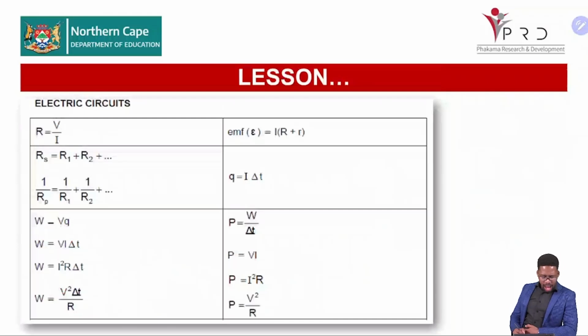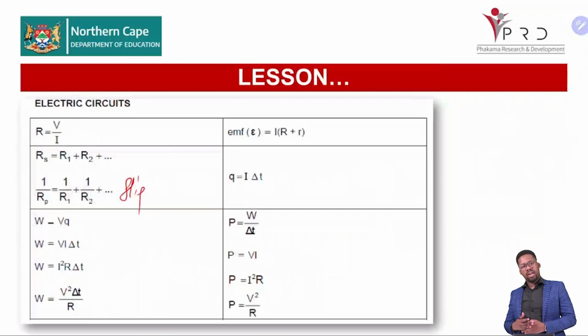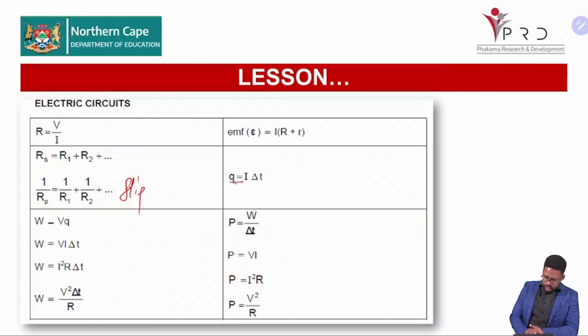R is equal to V over I. Resistors in series: the total is equal to the sum of the resistors. Resistors in parallel: 1 over Rp is equal to 1 over R1 plus 1 over R2. But as you use this formula, you must be conscious to flip your answer at the end, because we don't want the inverse of R parallel. We want R parallel. Then you can also use this one: W is equal to VQ. Power is the rate at which work is done. The charge, we can get it from the current formula. And then these are the power formulas.